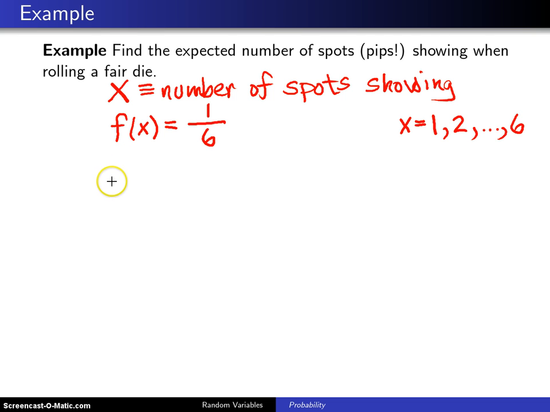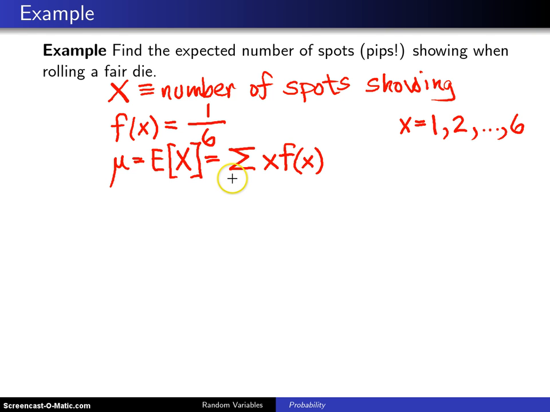The next step is to calculate mu, which is also written as the expected value of X. Now this X, of course, is uppercase. Since it is a discrete random variable, this will be the sum over the support of x times f of x. And the support in this case, script A, are the values 1 through 6. So this is the sum from 1 through 6 of x times f of x.